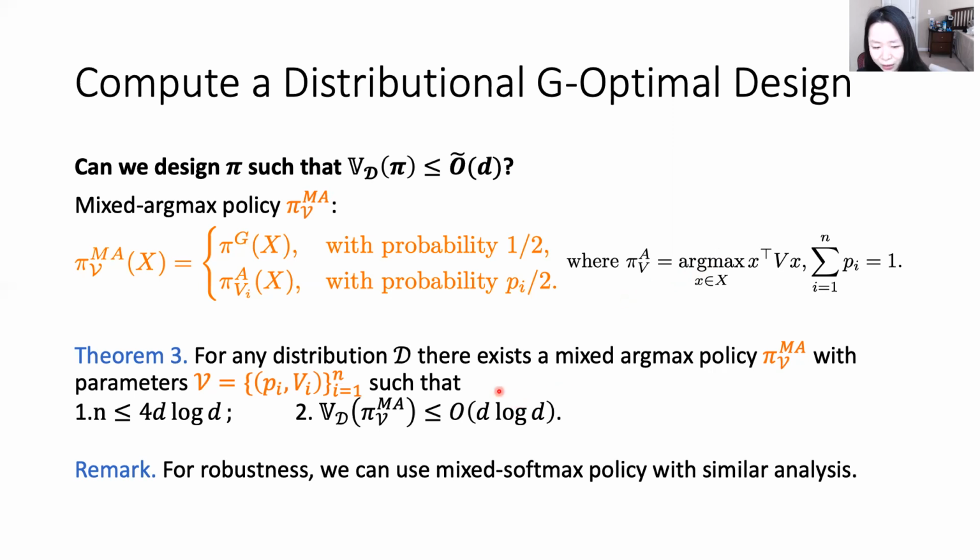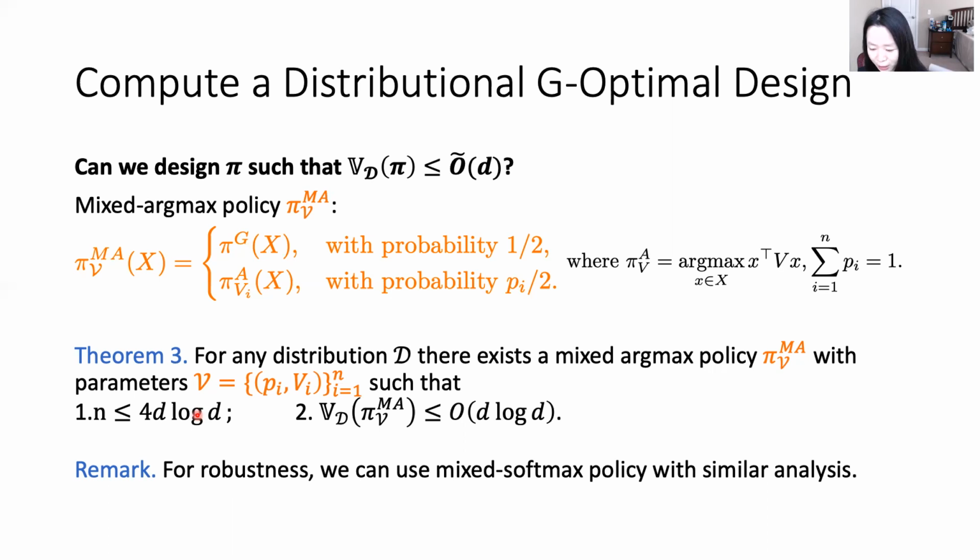And we prove that for any distribution D, recall that D is a distribution of context vectors x_ti for all time t and all i, we can compute a mixed argmax policy pi with parameters p_i, v_i, such that first, the number of parameters n is pretty small, d log d, which means that the number of good directions we need to explore is d log d. So the number of total entries we need to compute is limited, like around d cubed log d.